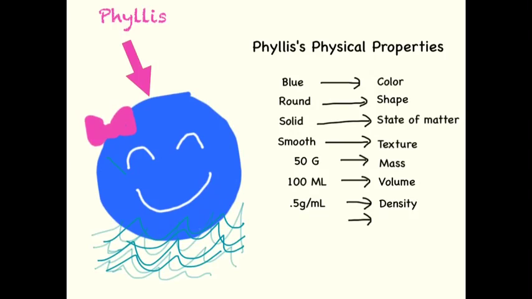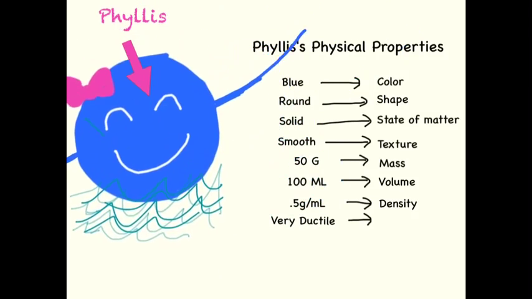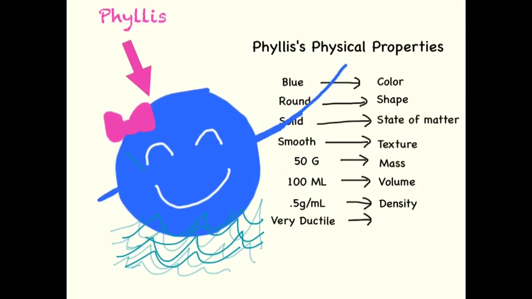Yay! Now, Phyllis is very ductile, which means that she can be stretched into a thin wire. One way to help you remember the definition for ductility, imagine if you are trying to unroll a roll of duct tape, which direction you would go. You would try to roll it out horizontally. So ductility means the ability to stretch something into a thin wire. A good example of this is copper wire. Copper wire is very easy to stretch out into a thin wire.